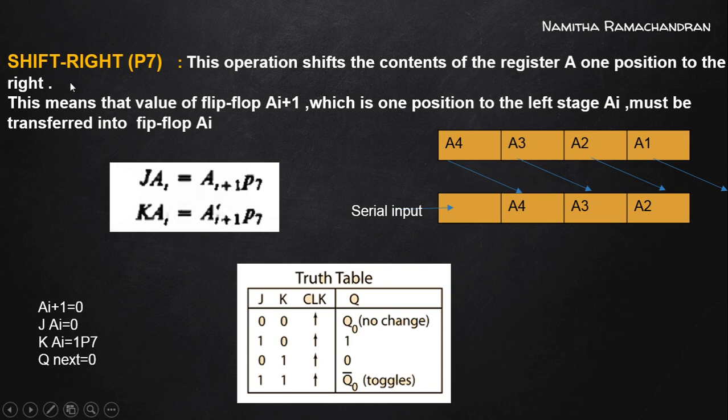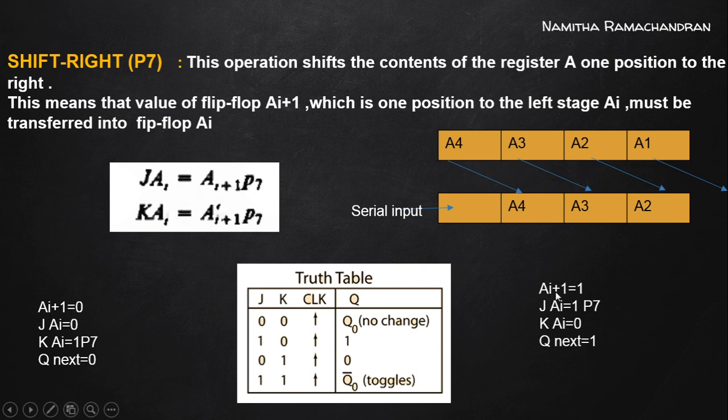In order to perform this shift right operation, P7 must be equal to 1. So 1 and 1 is 1 itself. So the case is J input is 0 and K input is 1. The expected next state value is 0. So the AI plus 1th position, previously holding the value 0, is shifted to the AIth position, right? So that is why this complemented form is assigned here in this K input, which is derived from this truth table.